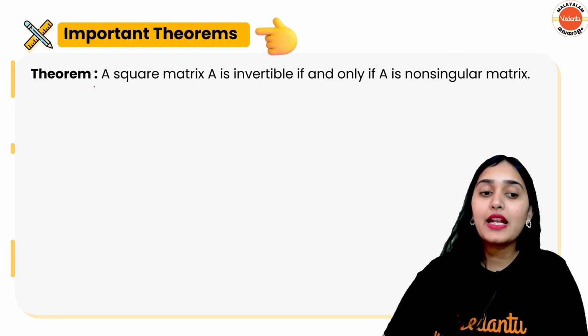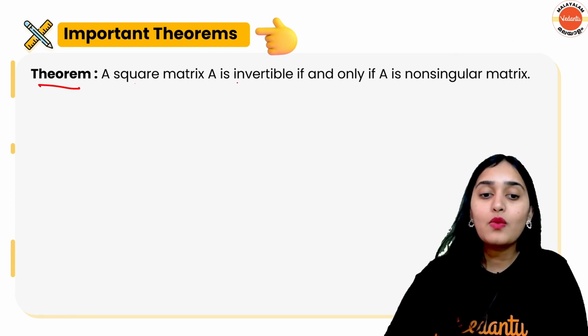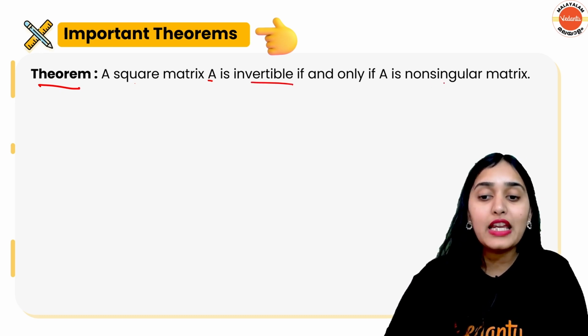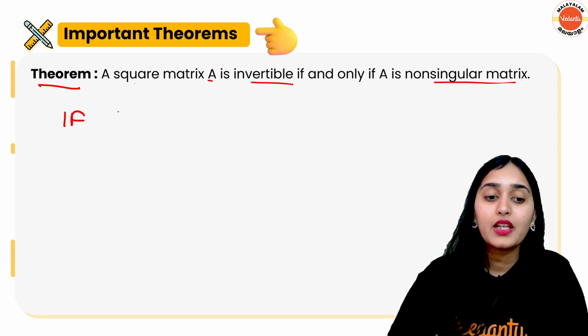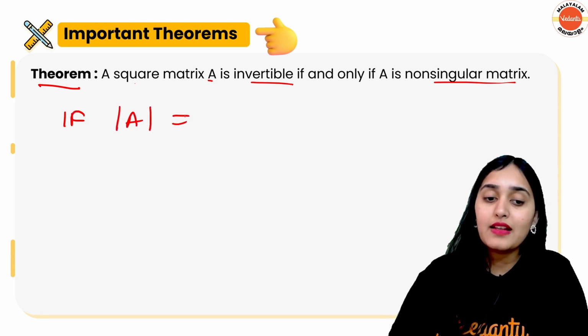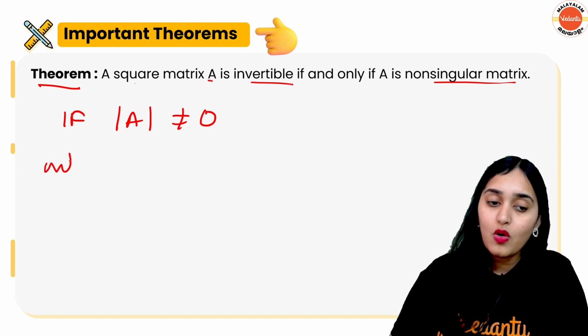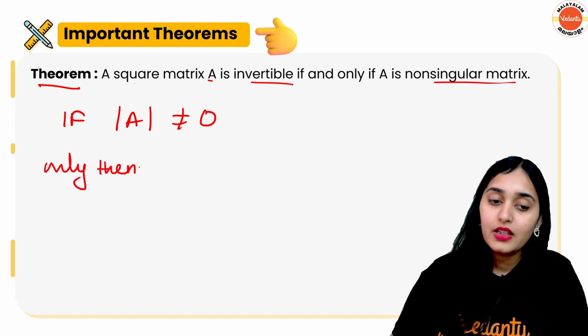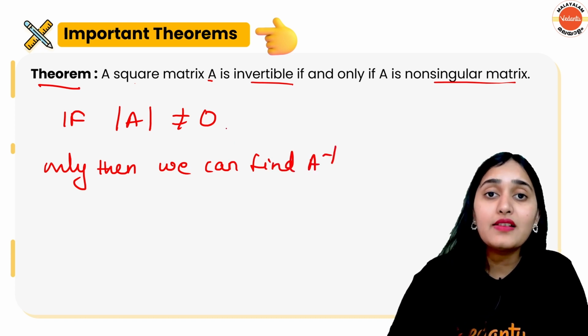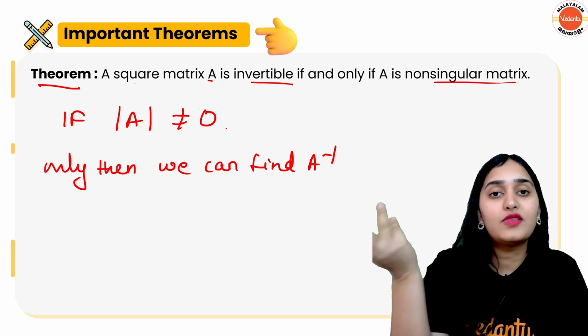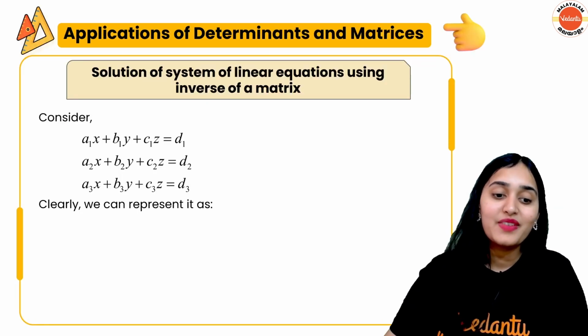Okay. Now, there are some theorems related to it. A square matrix A is invertible if and only if it is a non-singular matrix. Obviously, if the determinant of A is not equal to 0, only then we can find A inverse. Because if the determinant is 0, 1 by 0 will be infinity. So, there will be no inverse, right?